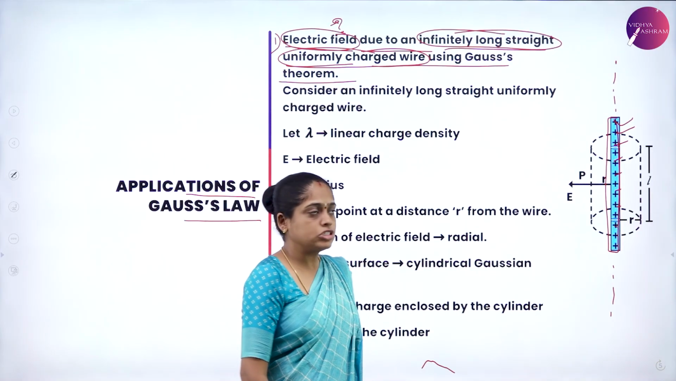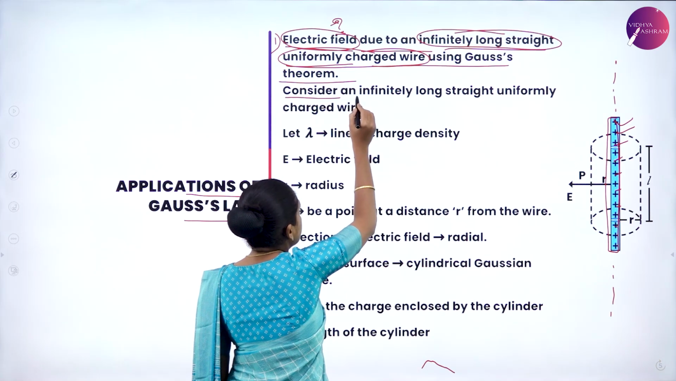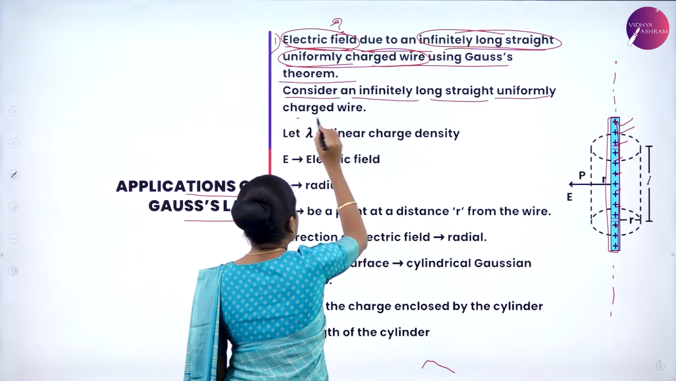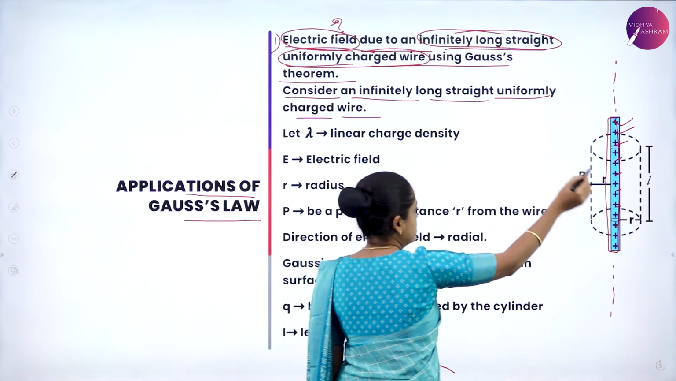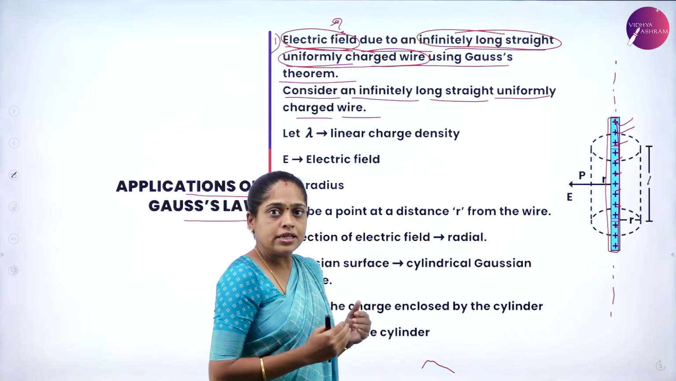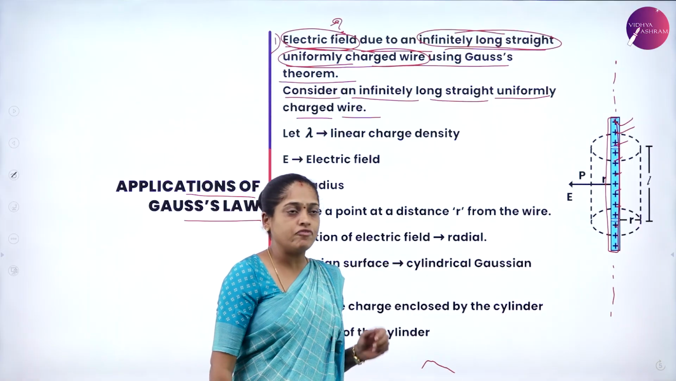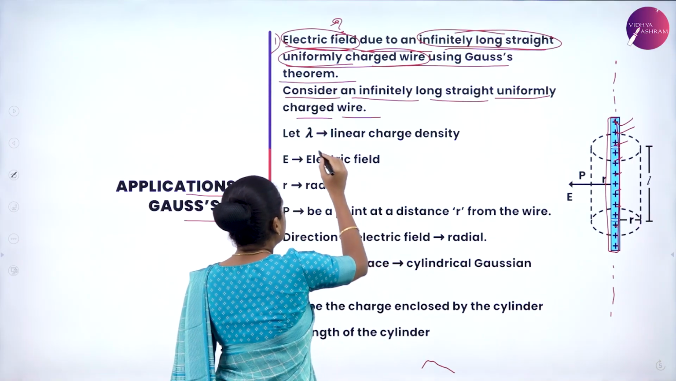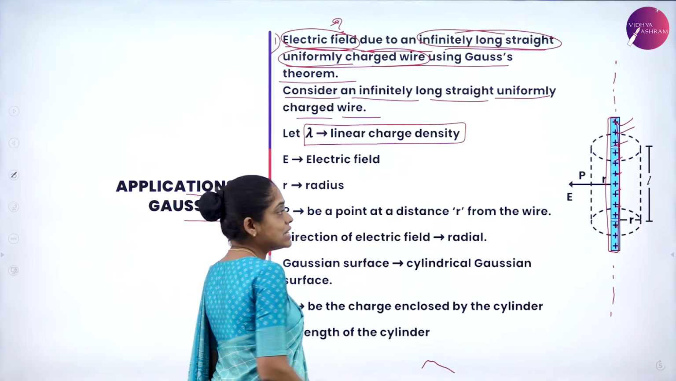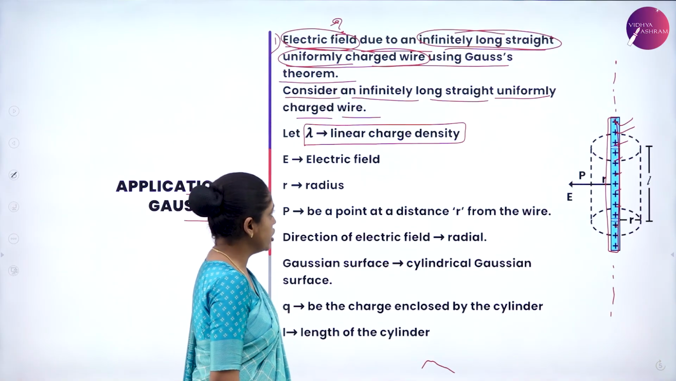We'll start the derivation from the explanation. The explanation is that consider an infinitely long, straight, uniformly charged wire, as in this picture, and this wire has continuous charge distribution. In continuous charge distribution, we have three types. One of the types is linear charge density, which is represented as lambda. So what is lambda? Linear charge density.